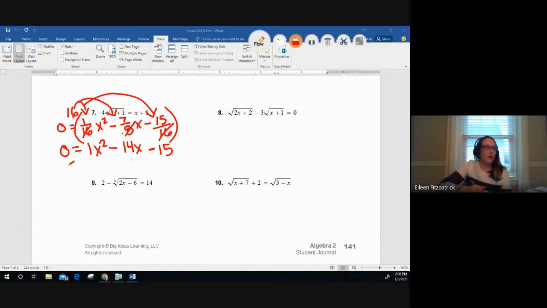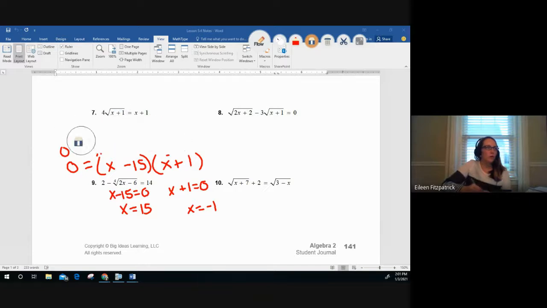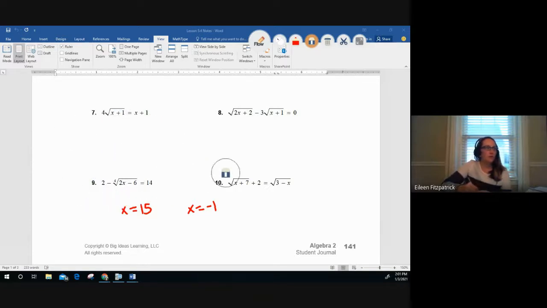Now factoring, two numbers that multiply to negative 15 and add to negative 14. So you're going to have a negative 15 and a positive 1. Set each of those factors equal to 0. So x minus 15 equals 0, x plus 1 equals 0, and you're left with x is equal to positive 15 and x is equal to negative 1. We do want to double check to make sure both of those do work when plugged in. Let me erase all this so we can see the answers. So again, x equals 15 is one answer if it works, and x equals negative 1.